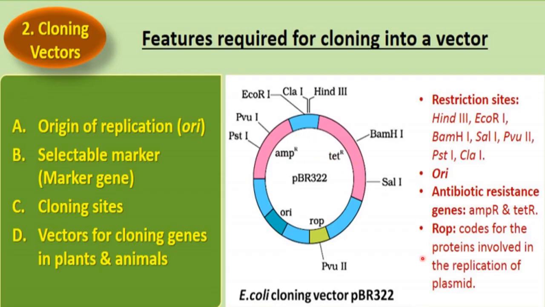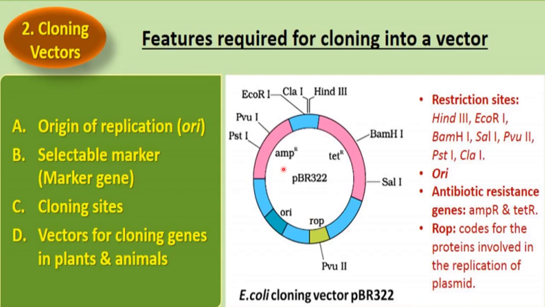Okay, now ROP, you can see here, this is ROP, rope. It codes for the proteins involved in the replication of plasmid. For replicating this complete DNA, or you can say the plasmid, these proteins are very important. So these are proteins involved in the replication of plasmid.